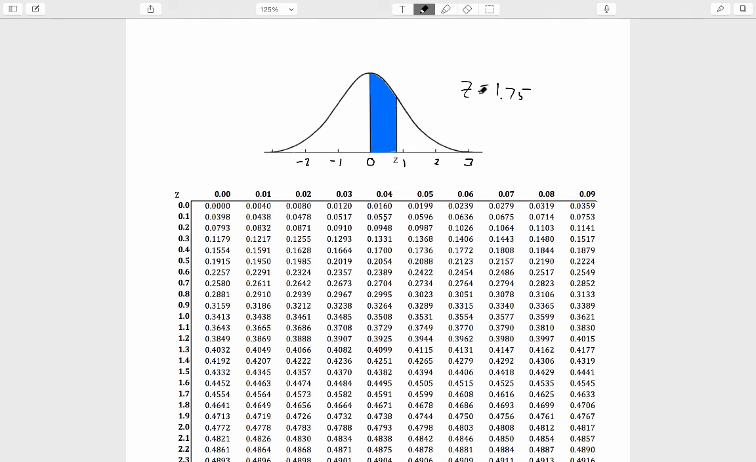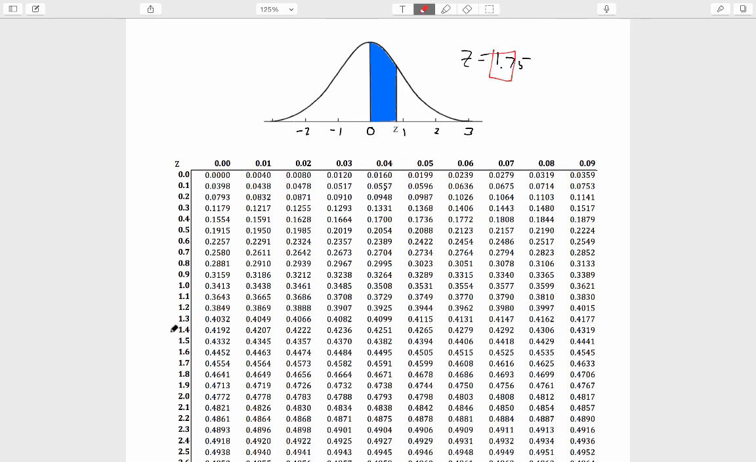So let's think what it means when we look up z equals 1.75 in the table. The 1.7 tells me which row to look in. The 5 in the second decimal place tells me which column to look in. When I look to see where the row and the column meet one another, I find this number right here, 0.4599. Now let's be careful what this 0.4599 means. 0.4599 is the probability of a region that looks like this, of a region that goes from 0 up to 1.75. The probability that a bottle is overfilled by between 0 and 1.75.